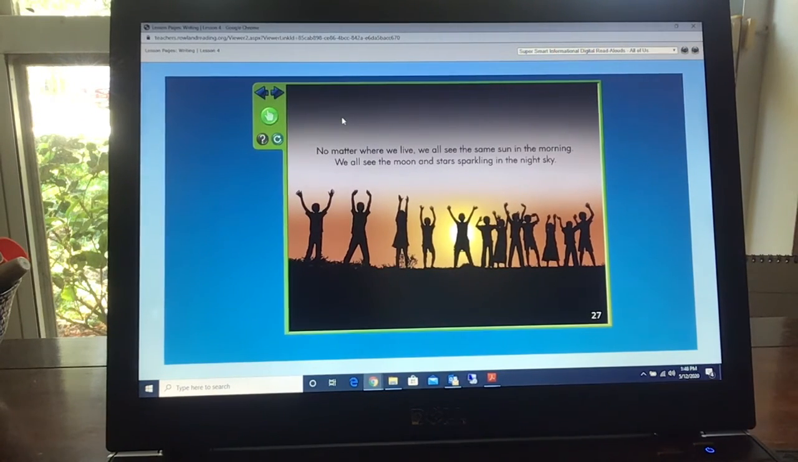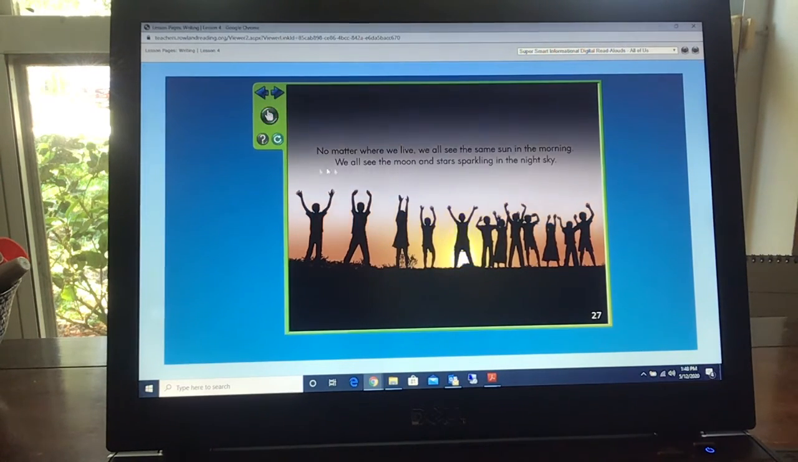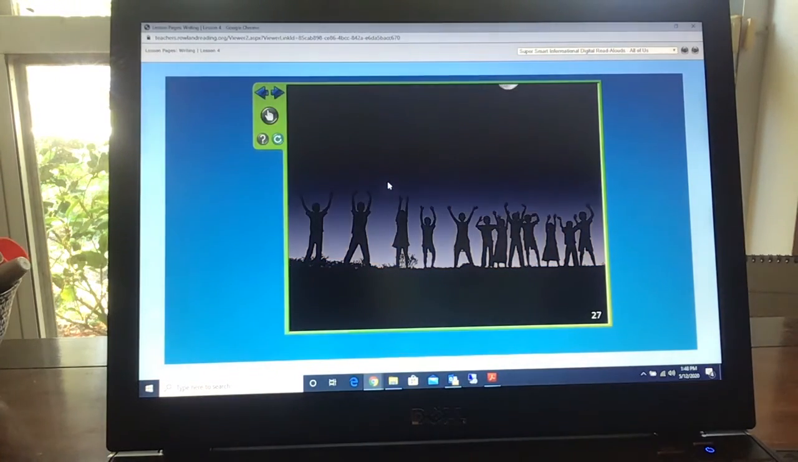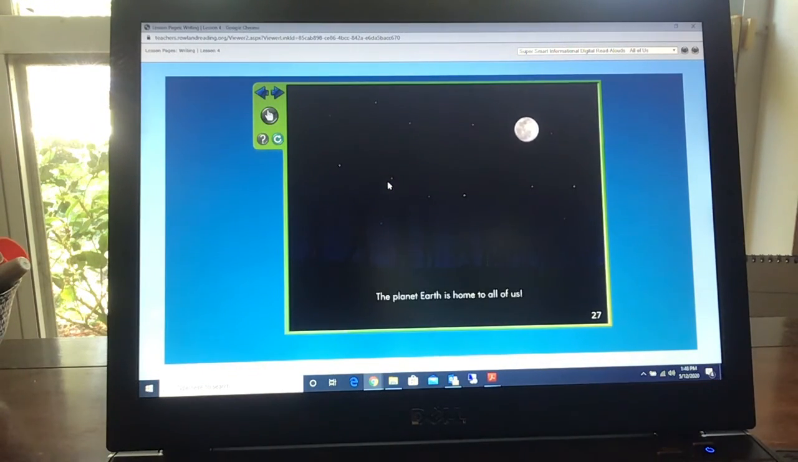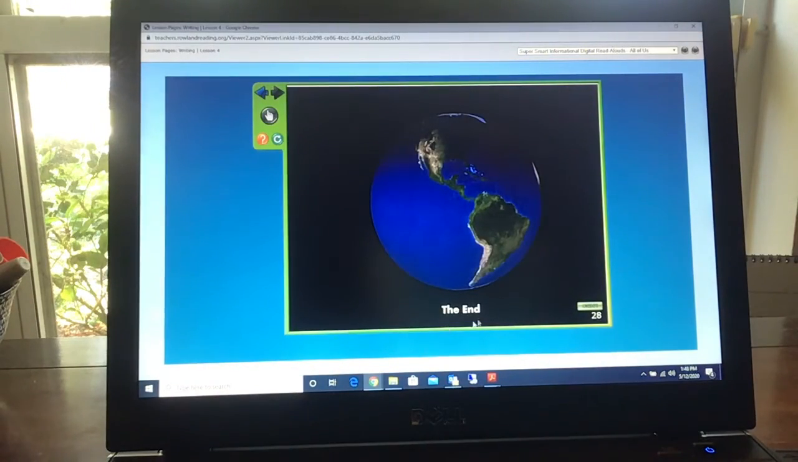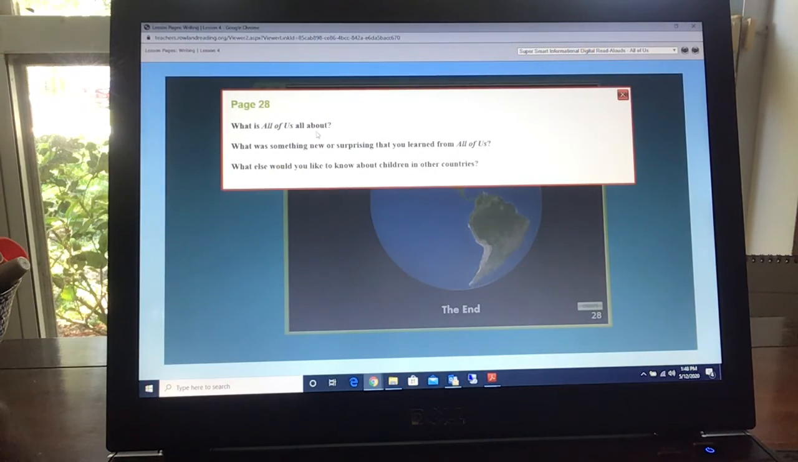No matter where we live, we all see the same sun in the morning. We all see the moon and stars sparkling in the night sky. The planet Earth is home to, read the last three words with me, all of us. The end. What is all of us all about? What would you say all of us is all about? The different ways that we live all over the world, right?